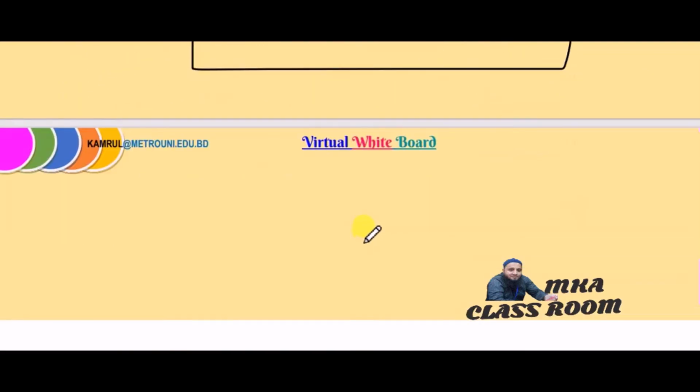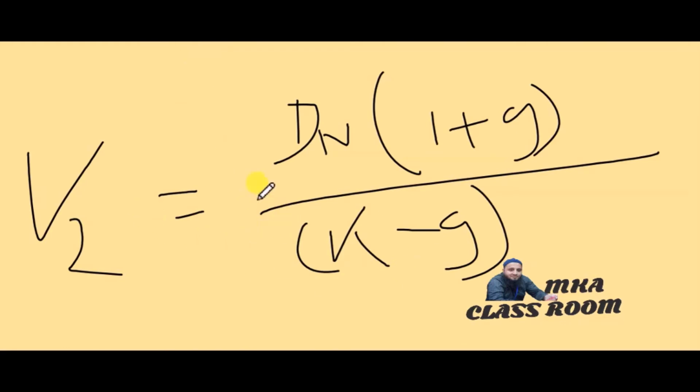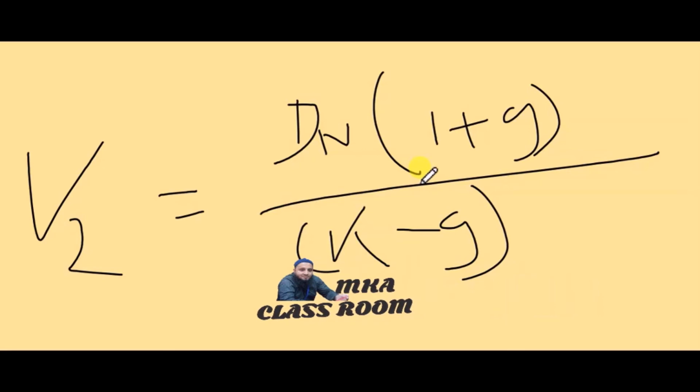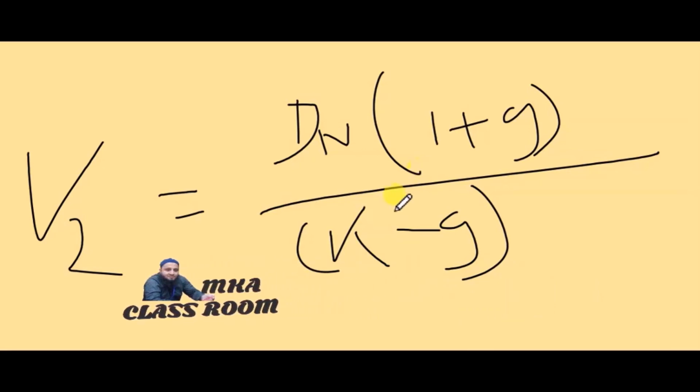So now we will see our Gordon's model: Dn into (1 plus g) divided by (k minus g), the constant growth model. Previously we have learned the multiple year growth model and the constant growth model. So in previous classes we have learned several ideas. These are the constant growth model.